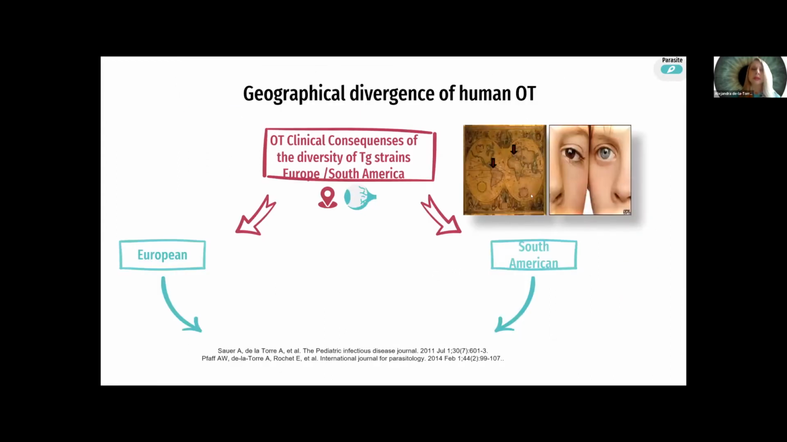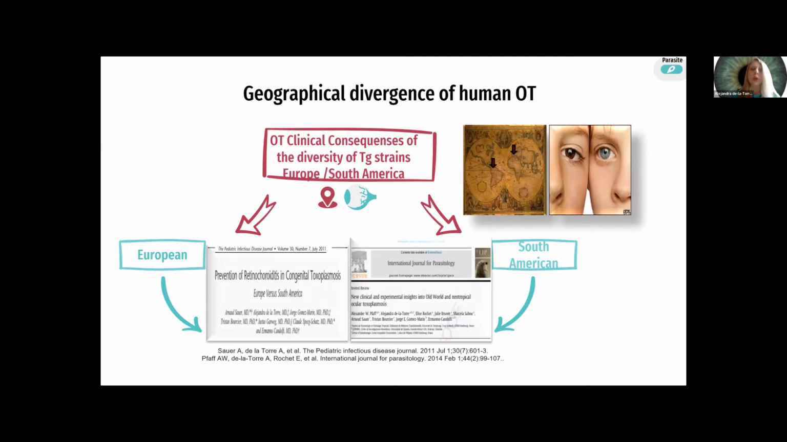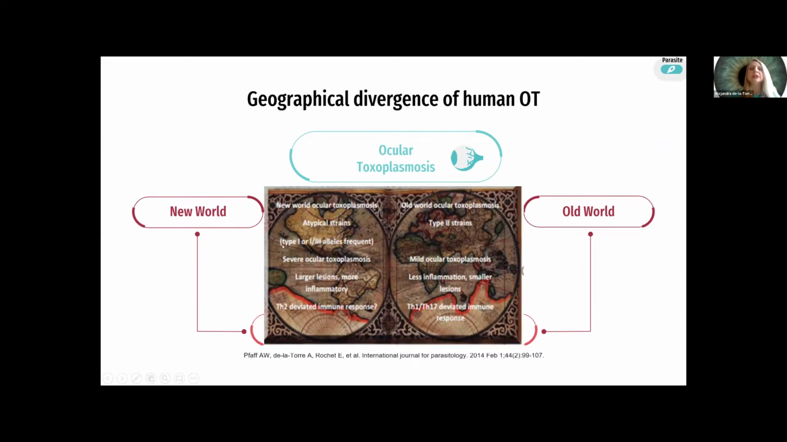When studying the clinical consequences of the diversity of Toxoplasma gondii strains, we can see that European patients present different clinical pictures when compared with South American ones. Not only in congenital toxoplasmosis, but also in ocular toxoplasmosis in adults. South American patients, infected by more virulent strains, mostly atypical strains, present severe ocular toxoplasmosis, more extensive lesions, and also more inflammatory lesions and a Th2 deviated immune response. On the other hand, European patients infected with less virulent strains, mostly type 2 strains, present mild ocular toxoplasmosis, less inflammation, smaller lesions, and a Th1 and Th17 deviated immune response.